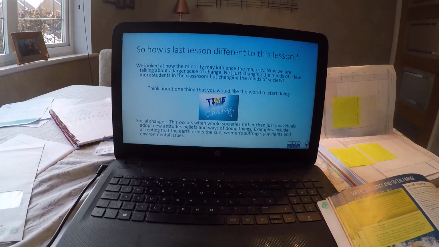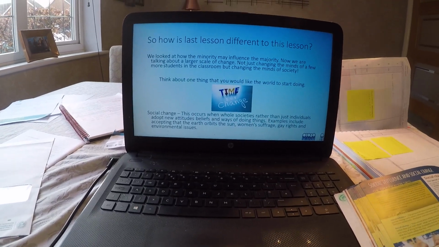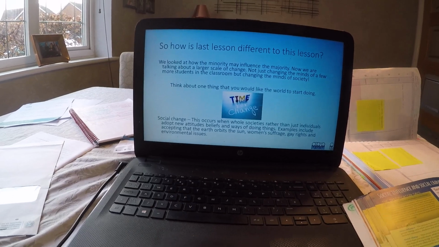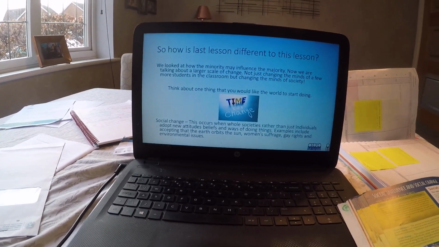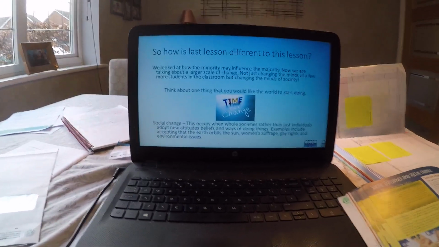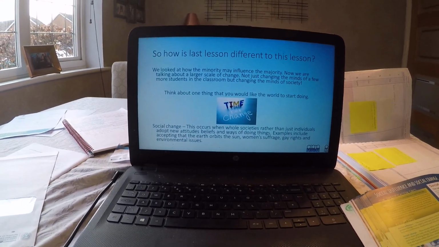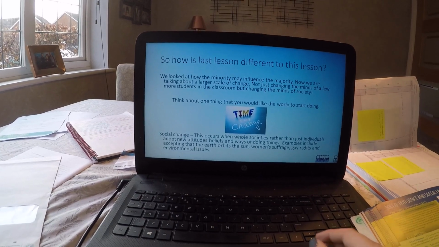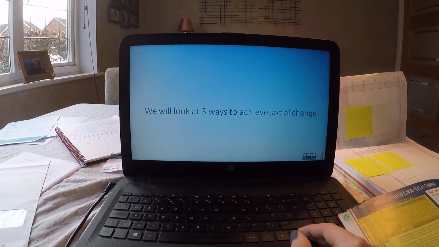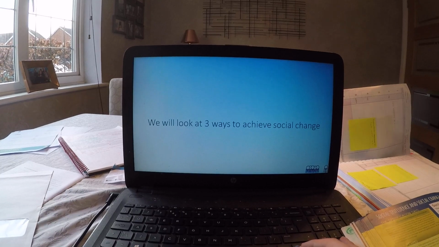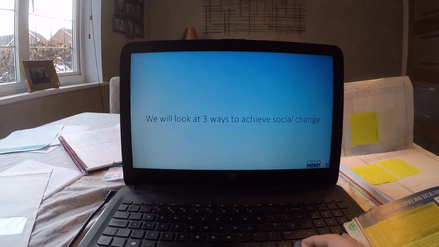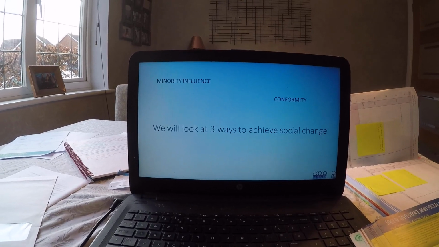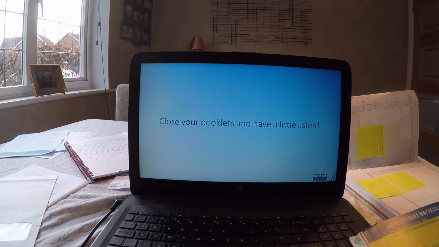So this occurs when whole societies, rather than just individuals, adopt new attitudes, beliefs, and ways of doing things. So examples include accepting that the Earth orbits the sun, women's suffrage, gay rights, and environmental issues. And we're going to look at 3 ways to achieve social change. You already know those 3 ways because I've hammered it into you. You've got minority influence, conformity, and obedience.